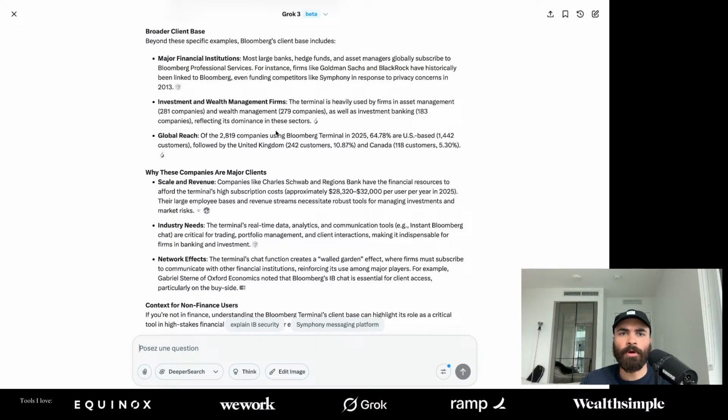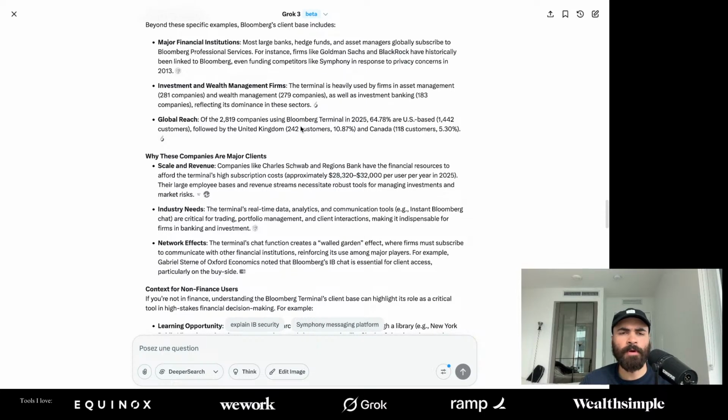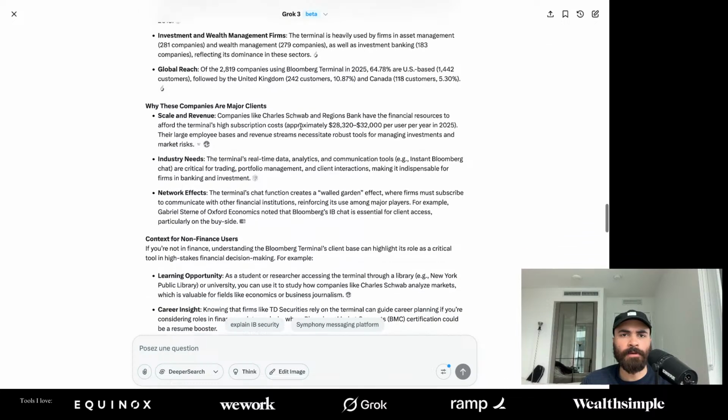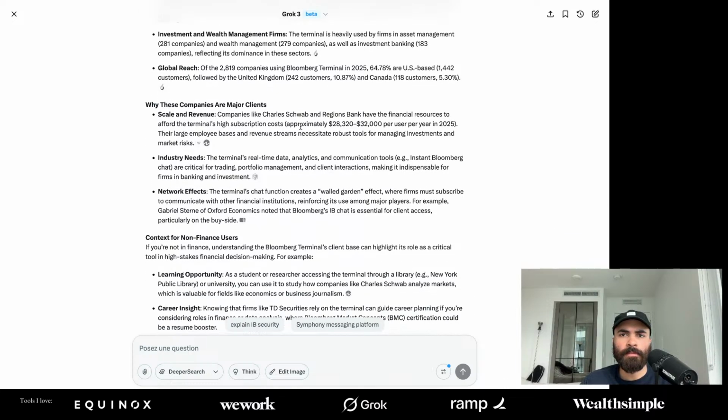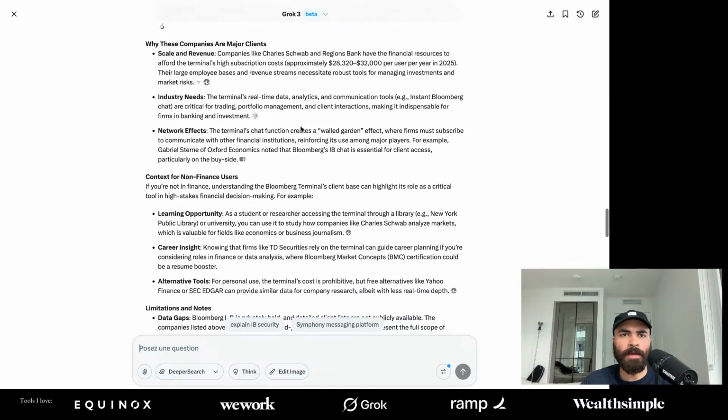Goldman Sachs and BlackRock have historically been linked to Bloomberg, even funding competitors like Symphony in response to privacy concerns in 2013. Wow. Investment and wealth management firms, asset management and wealth management, as well as investment banking, reflecting its dominance in these sectors. 65% are US based, followed by United Kingdom and Canada.